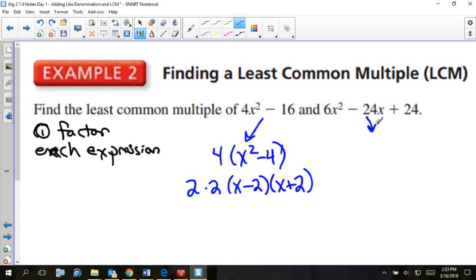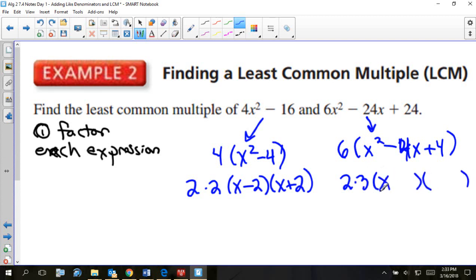Is there a GCF? Yes. So 6 multiplied by x squared minus 4x plus 4. Now that will factor further. My 6 becomes 2 times 3. And then we do 2 parentheses, and we do guess and check. We get x minus 2 and x minus 2.